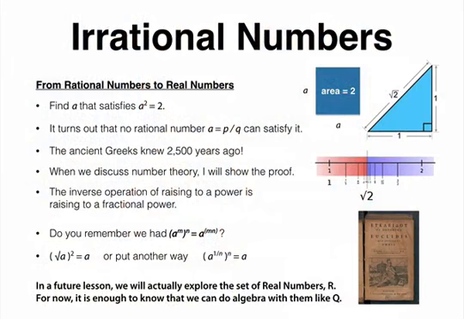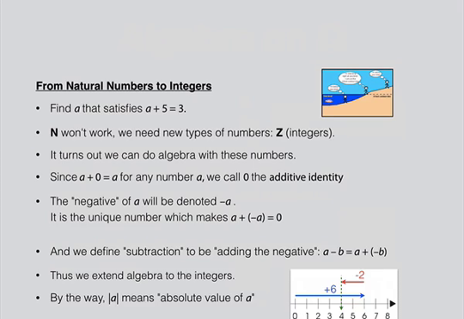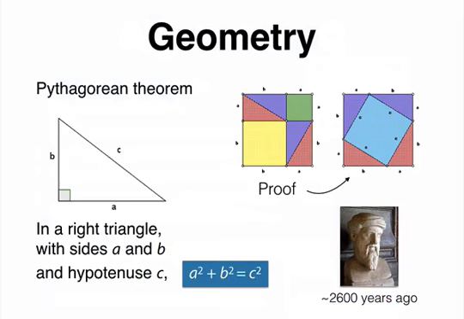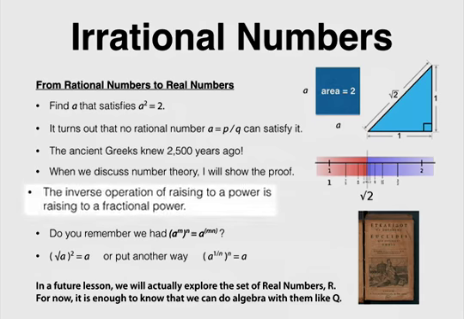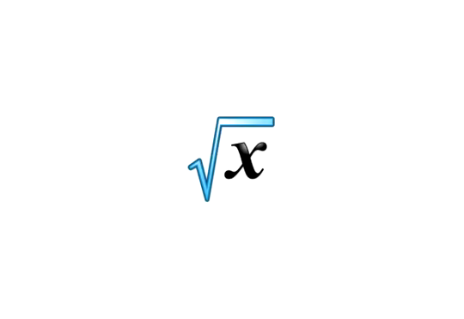Now, let's go back to our numbers, however. When we talked about negative numbers, integers, we were able to talk about subtraction. When we talked about rational numbers, we talked about division, which is the opposite of multiplication. So what would be the opposite of raising to a power? That would be taking the root of that power. So square root is the opposite of squaring. Cube root is the opposite of cubing.